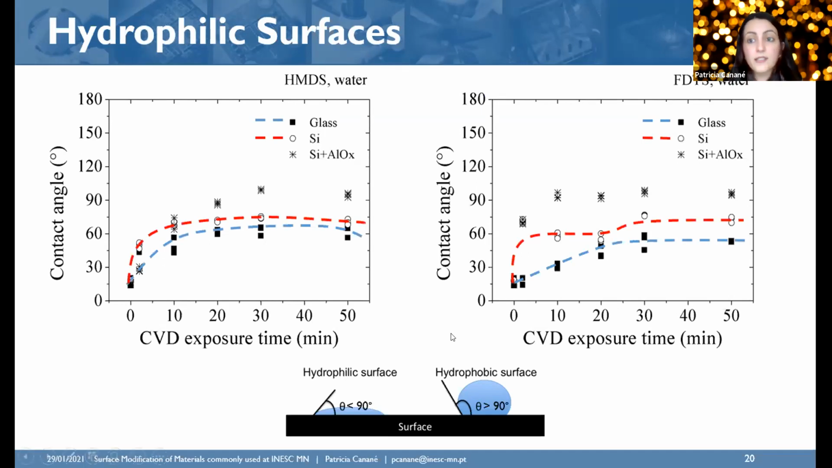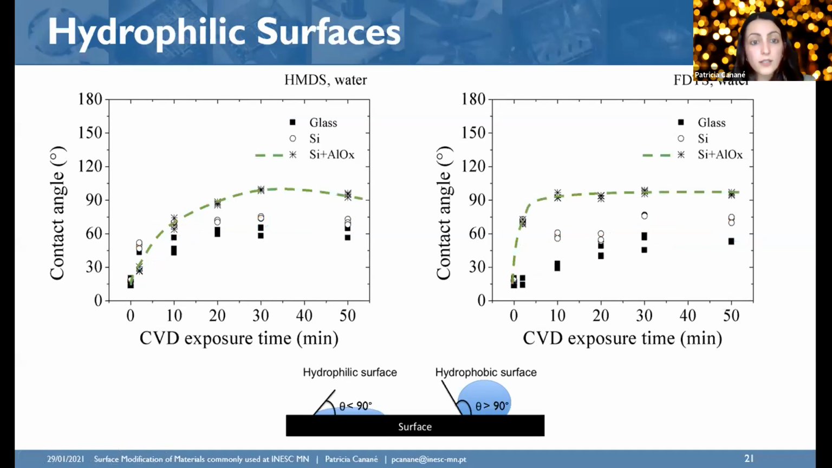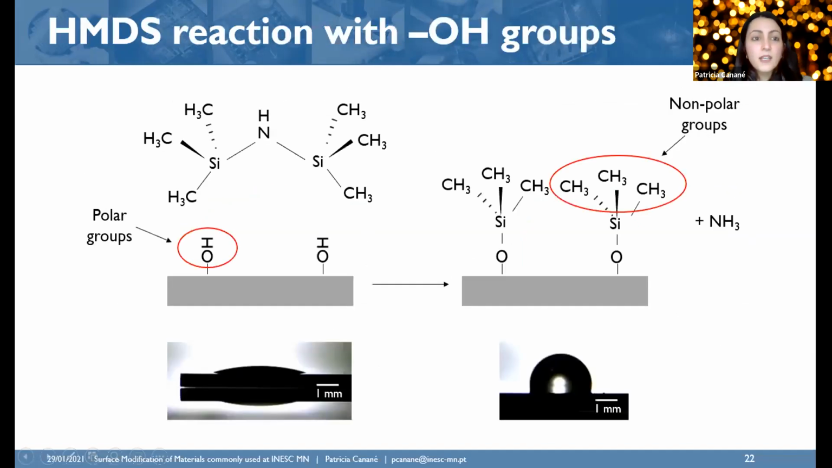Regarding the data, for the hydrophilic surfaces, we can see here that glass and silicon, after being exposed to HMDS and FTTS, showed an increasing contact angle reaching a hydrophobic tendency, while alumina, after being exposed to these two silanes, reached a hydrophobic behavior. If we compare these two graphs, we can see that with FTTS, the threshold of the SAM coverage was obtained earlier than with the HMDS. The reasoning behind the increase of contact angle is pure covalent bonding.